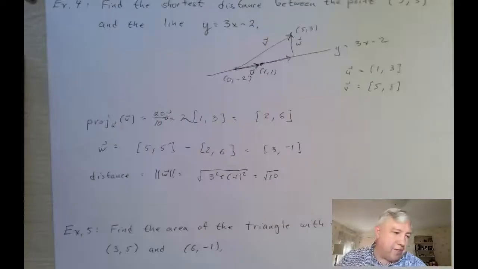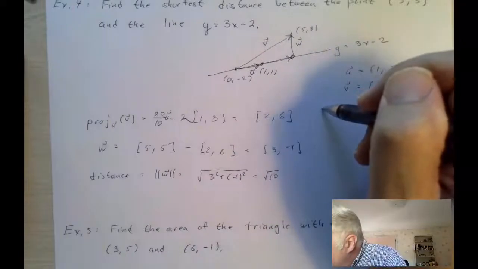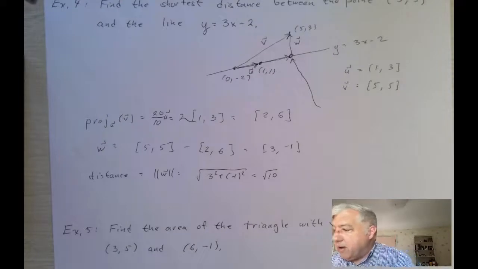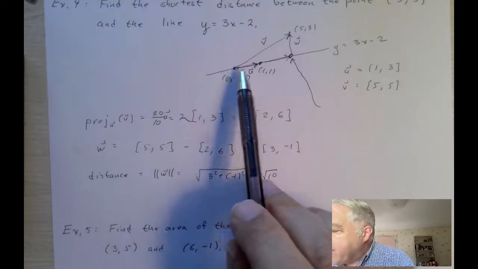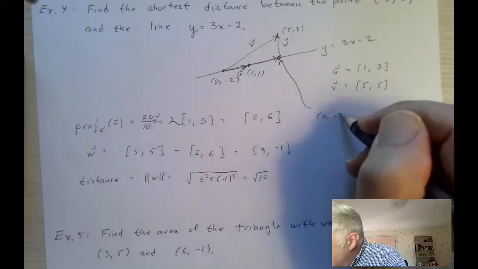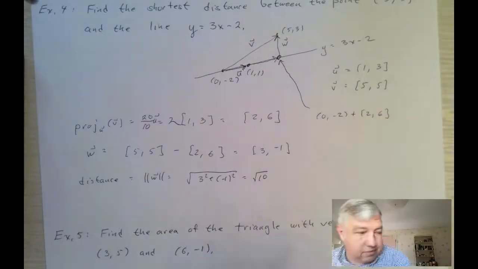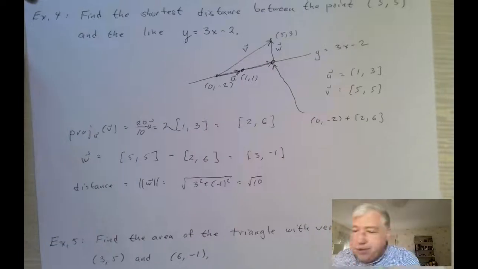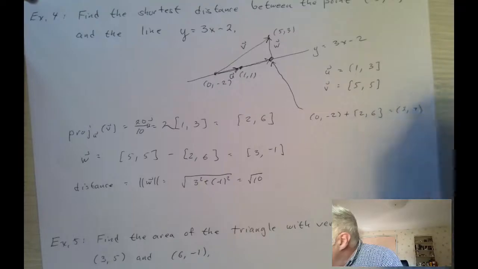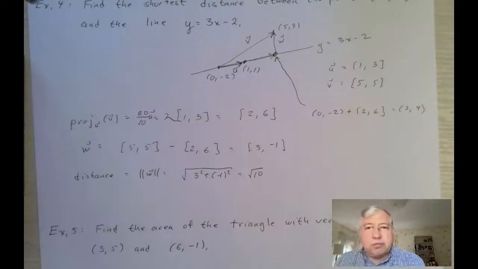And notice that at the same time, we've also located the point here, that is the point on the line that's closest, right? Because all we have to do is start with this point. The vector from here to here is the projection. So we take the coordinates 0, negative 2, and we add the projection, which is 2, 6. Okay, and then this actually is going to be 2, 4. All right. So that we also get the closest point on the line.